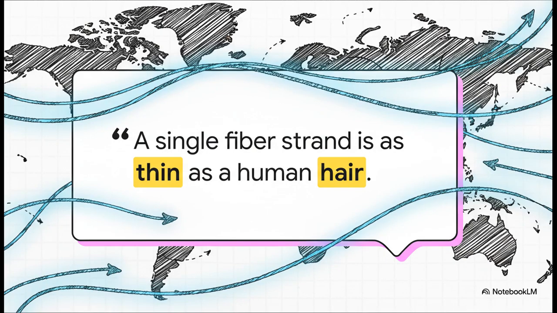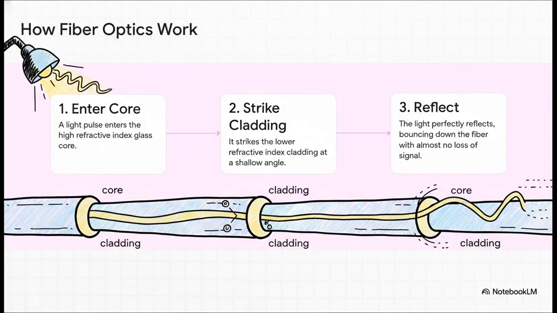It's just mind-boggling, right? These tiny strands of glass, each one no thicker than a human hair, are the superhighways carrying almost all of the world's data, just by bouncing pulses of light across oceans. So how in the world does a beam of light stay inside a glass cable for thousands of miles without just fizzling out? It's all thanks to a cool physics principle called total internal reflection.